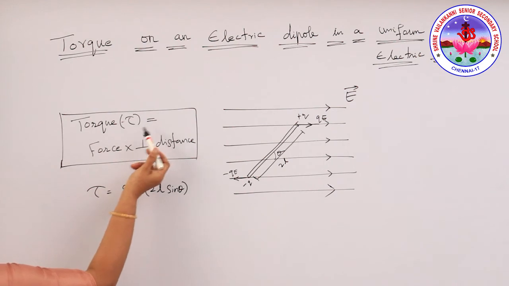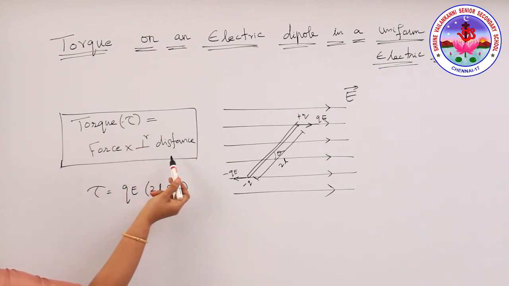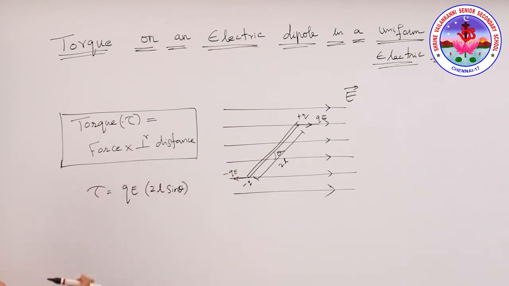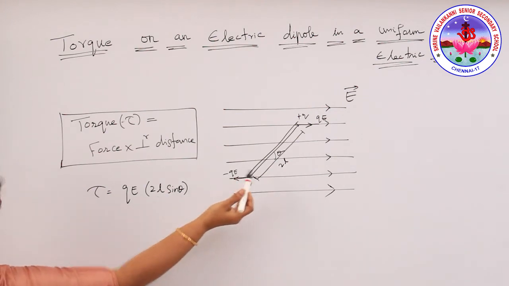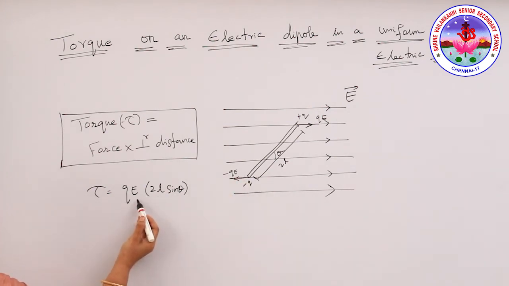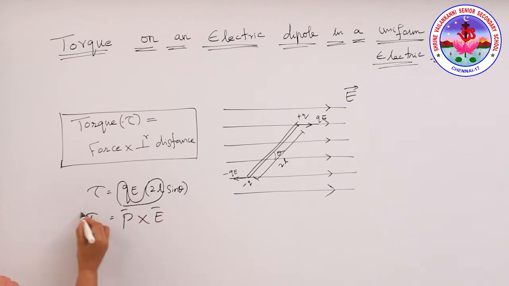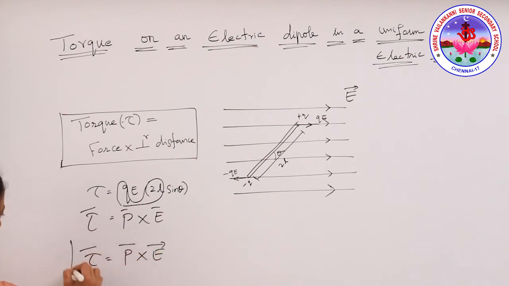So, torque is equal to force into perpendicular distance. What is the force here? The force qE which is acting on it, qE into 2l sin theta. So, tau is equal to what? qE into 2l sin theta, that is the perpendicular distance. Force is equal to q into E. Here q into 2l is equal to p, we know that. p cross E you have to take. So, tau vector is equal to p vector cross E vector. So, this is the torque on an electric dipole in a uniform electric field.